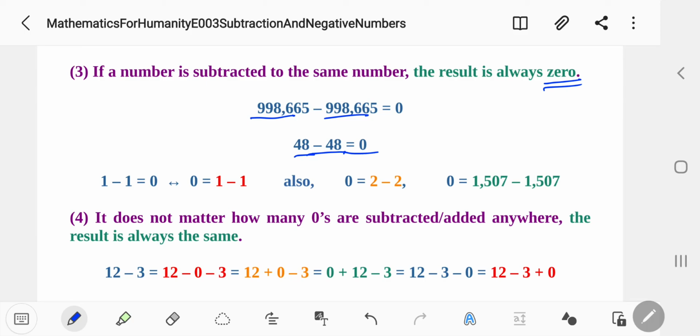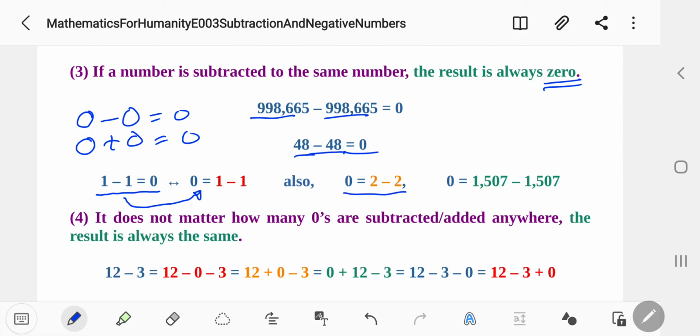The smallest counting number that you can think of that can be subtracted from itself is 1. 1 minus 1 is equal to 0. Of course, 0 minus 0 is equal to 0. Also, 0 plus 0 is equal to 0. You can write 0 as 1 minus 1, or 0 is equal to 2 minus 2. For as long as they're the same, it gives 0 as the difference. Then you have 0 is equal to 1,507 minus 1,507.